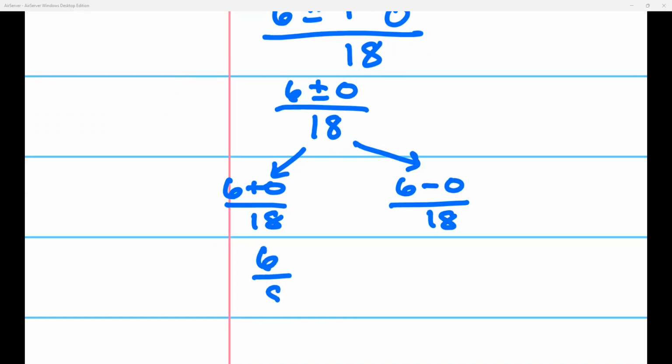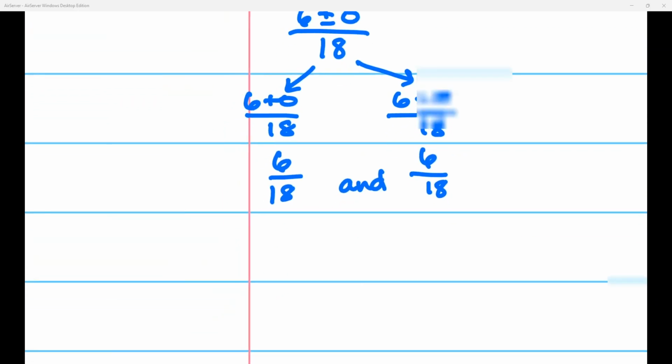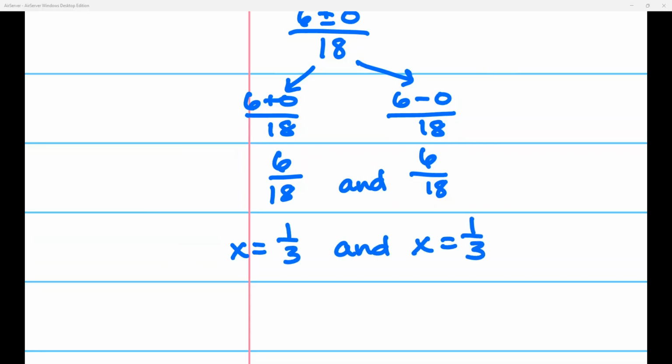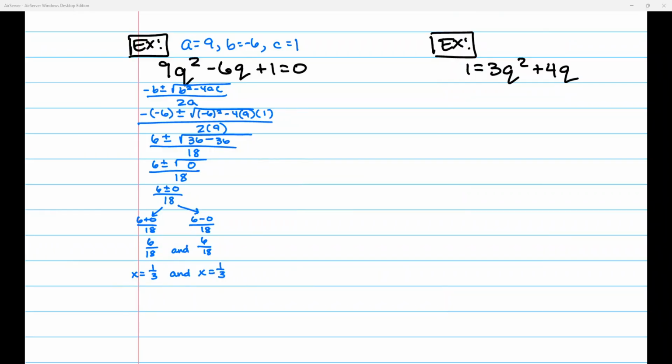That's a 6 divided by 18 and a 6 divided by 18, which makes this x equals 1/3 and x equals 1/3. What was our discriminant? Our discriminant was 0.